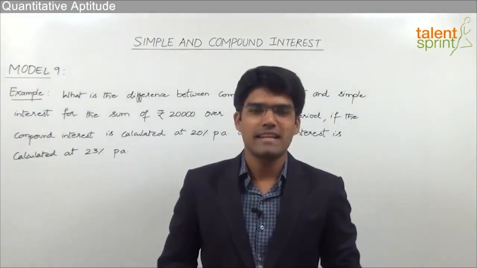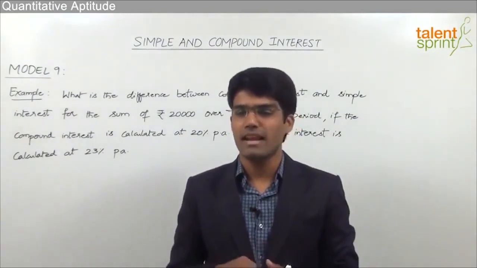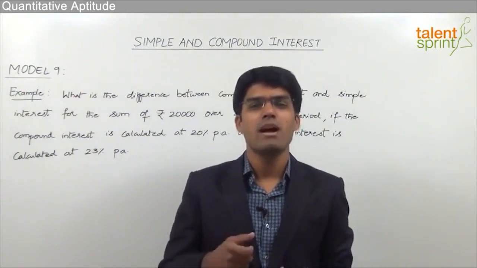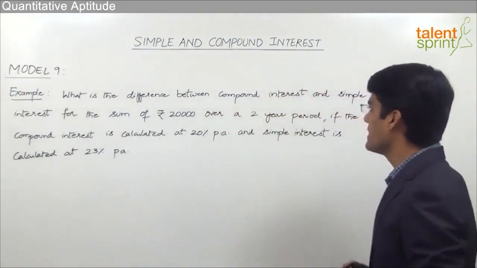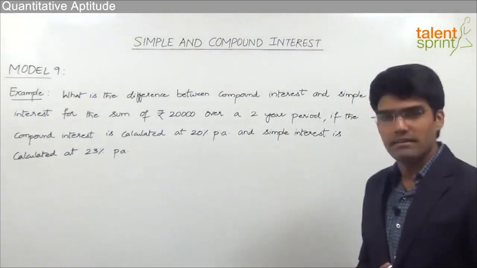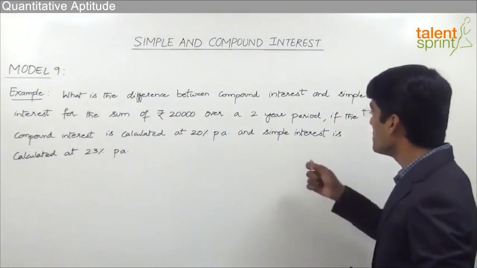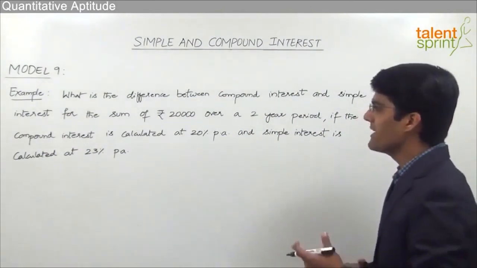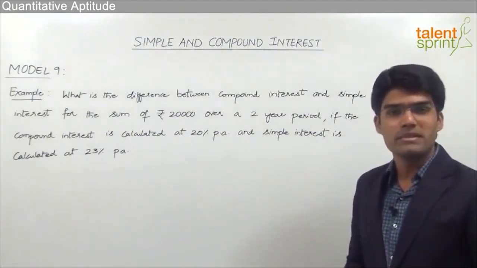In this module, let us take a typical question where we have to find out the difference between simple interest and compound interest, but the rates of interest for each one of them are different. Let's look at the question. What is the difference between compound interest and simple interest for the sum of rupees 20,000 over a 2-year period if the compound interest is calculated at 20% per annum and the simple interest is calculated at 23% per annum?